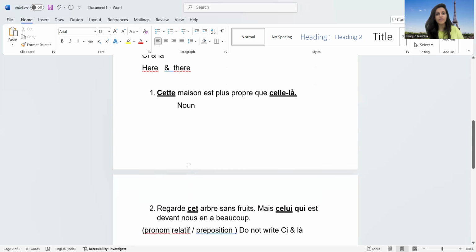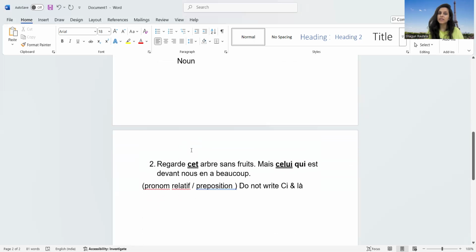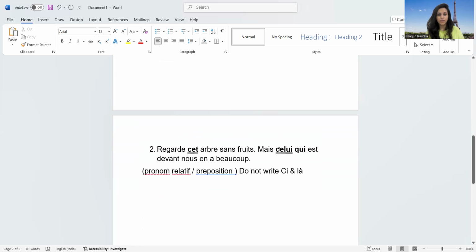Okay, go back and revise your rules again. First rule: if the sentence ends with a blank, we will always write là. If after the blank there is a relative pronoun or preposition, you're not going to write directions. Okay, do not write directions.